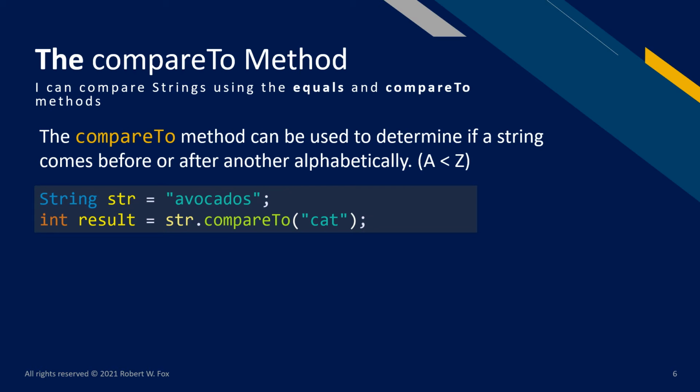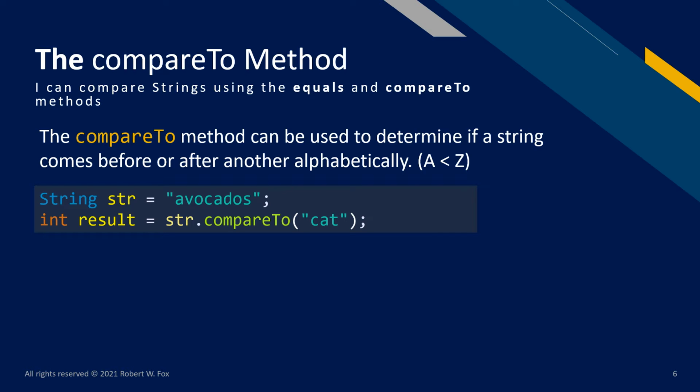CompareTo is the second method we can use to compare strings, and like equals, it can tell us if two strings are exactly the same, but it can do more than that. It can also tell us if one string comes before or after another alphabetically. And in computer science, A is going to be smaller than Z. So Z is bigger, A is smaller.